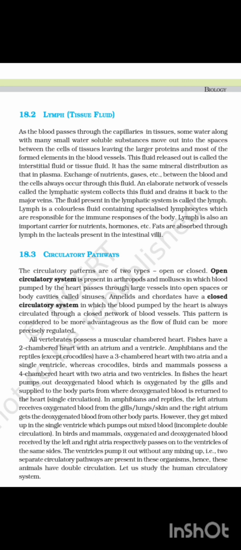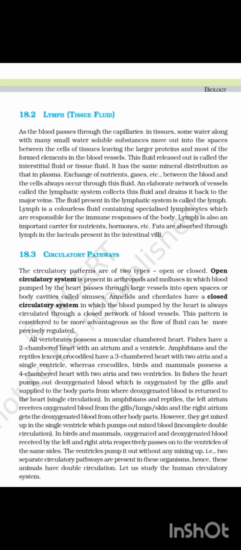18.2 Lymph, tissue fluid. As the blood passes through the capillaries and tissues, some water along with many small water soluble substances moves out into the space between the cells of tissues, leaving the larger proteins and most of the formed elements in the blood vessel. The fluid released out is called interstitial fluid or tissue fluid. It has the same mineral distribution as that in plasma. Exchange of nutrients, gases, etc., between the blood and the cells always occurs through this fluid.